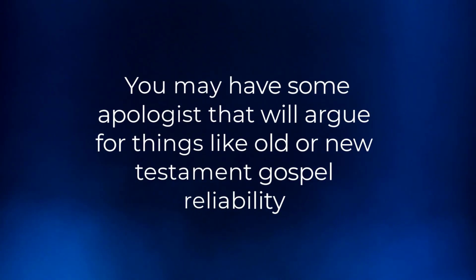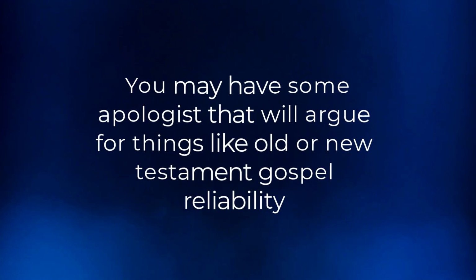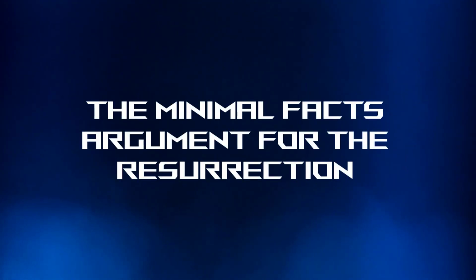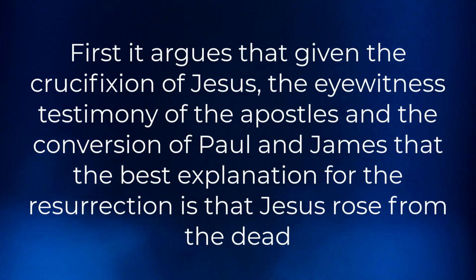The second part of apologetics is history. You may have some apologists that will argue for things like Old or New Testament gospel reliability. However, more recently, with the work of Michael Licona and Gary Habermas, the typical way of doing apologetics is to simply grant the skeptic a lot of data regarding the Gospels. They employ what is called the minimal facts argument for the resurrection. This argument only relies on very few assumptions. First, it argues that given the crucifixion of Jesus, the eyewitness testimony of the apostles, and the conversion of Paul and James, the best explanation is that Jesus rose from the dead.